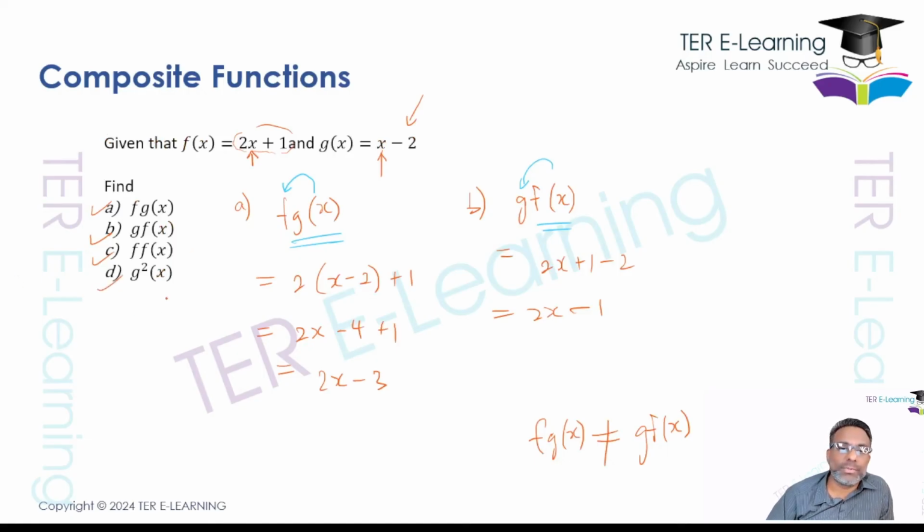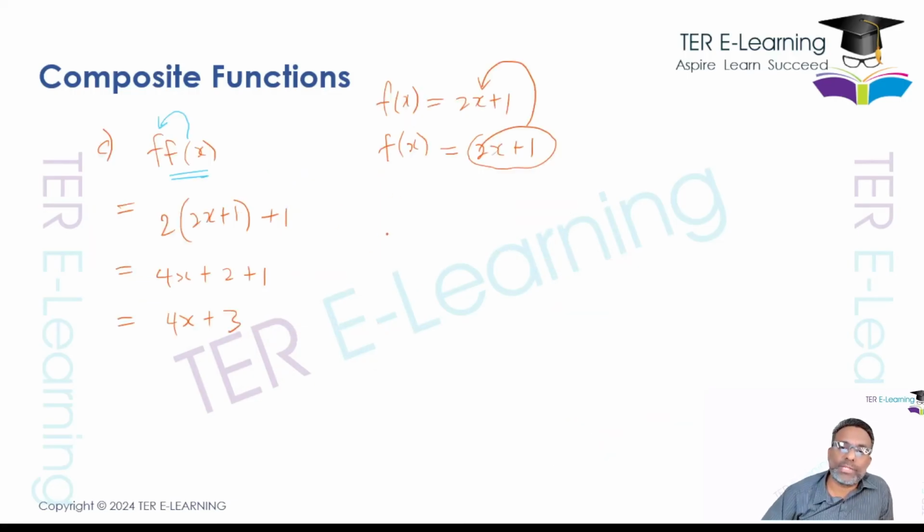Now, part D is one where students make a mistake. They want me to work out g squared of x. What students don't realize is that g squared of x is actually a composite function. So g of x is x minus 2. That is what g of x is. I'm just going to write it twice. Now, this is what some students do. Some students decide they're going to square this and work out g squared of x. That is not how you work this out. It's a composite function, and it's actually g of g. That's what it is.